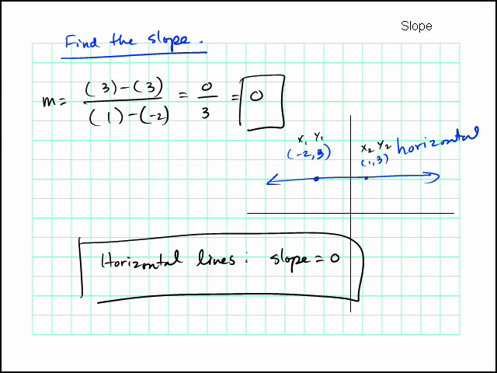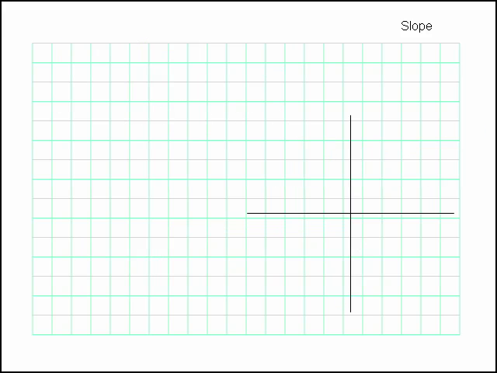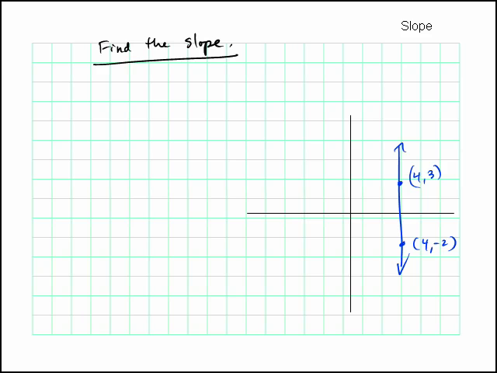Now what about a vertical line? Let's take a look at that. Let's say I have a vertical line here, and let me put in a couple points that it goes through. Let's say this vertical line goes through the point, let's make this 4, 3, and this point here would be 4, -2, let's say. I'll use those two ordered pairs to find the slope. Let's make this our x1 and this our y1. This is our x2, this is our y2.